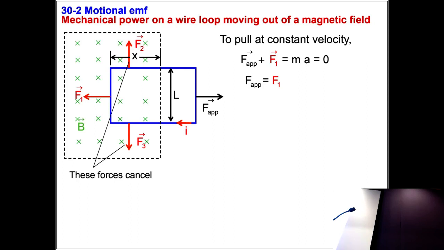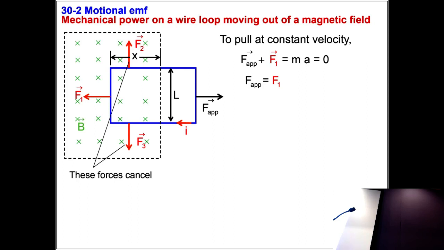For that element, the current is flowing from right to left, so the force is going to be upward. This force and this force, since this length and this length are the same and the currents are the same, will cancel each other. What do we have remaining? We have remaining this part.